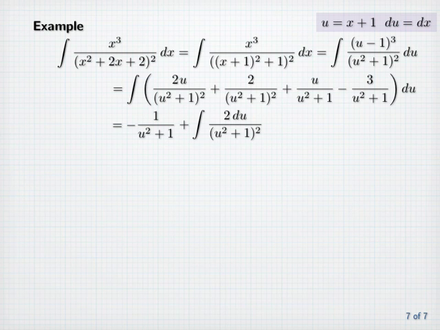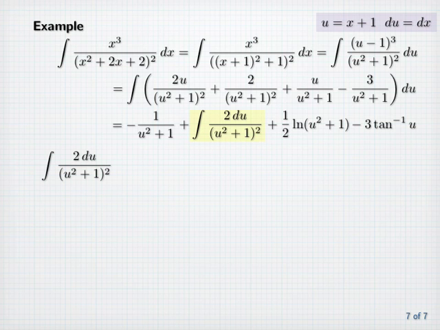Notice in the third term that the numerator is just 1/2 of the derivative of the denominator, so we're going to get 1/2 of the natural log of the denominator. And the last term is just minus 3 times the derivative of the inverse tangent of u. So now we've got everything except the integral of the second term. So let's compute that. This calls for a tangent substitution.